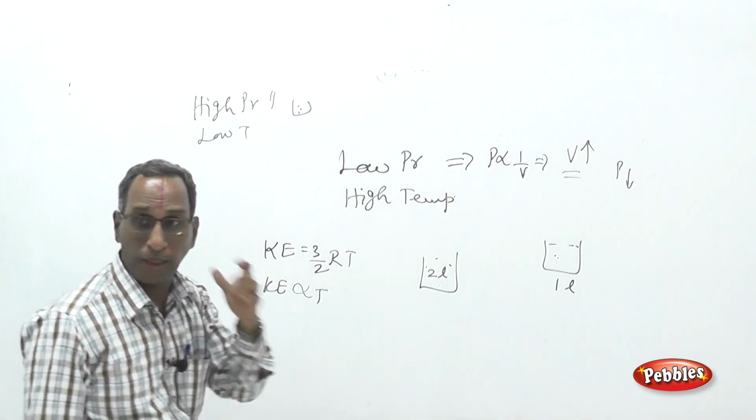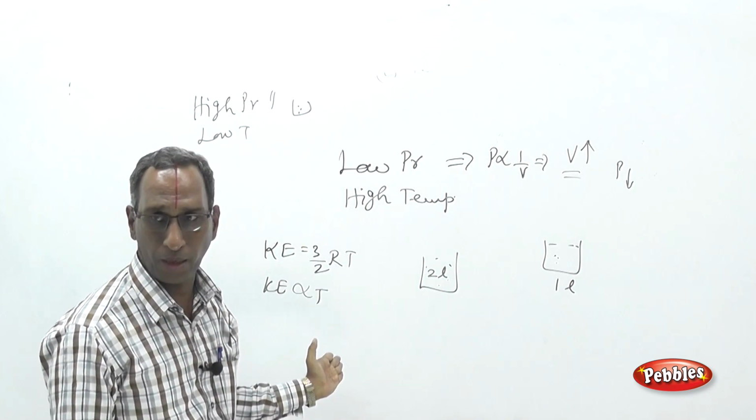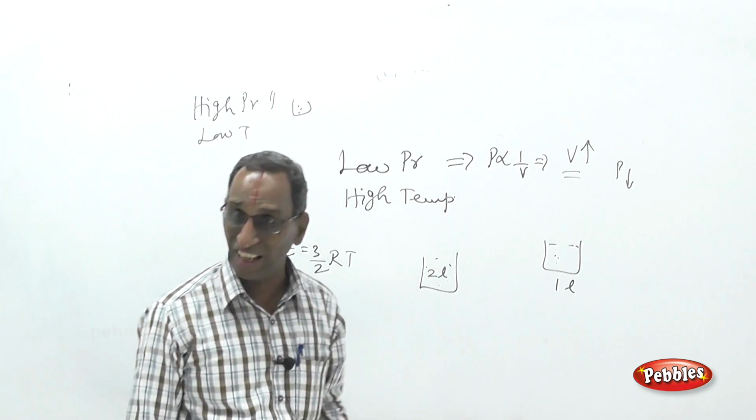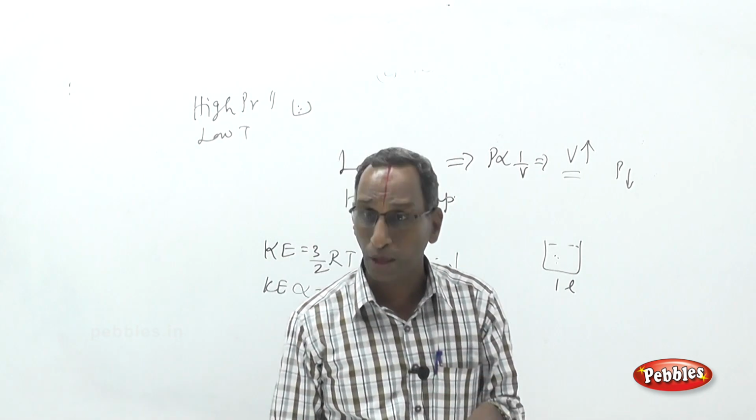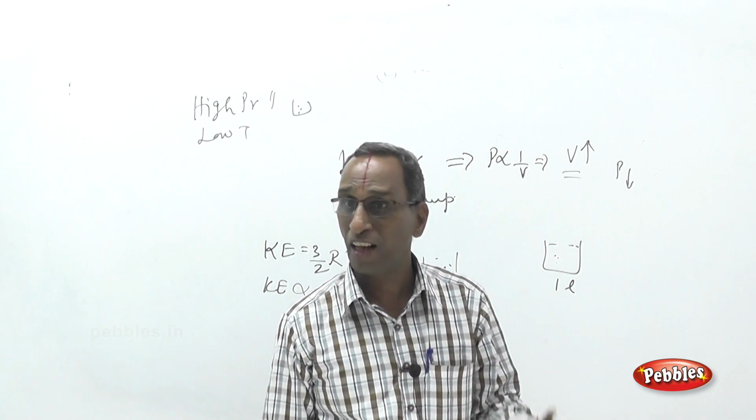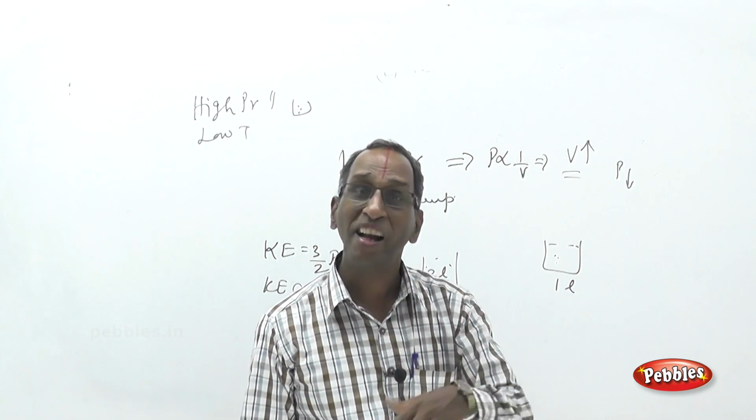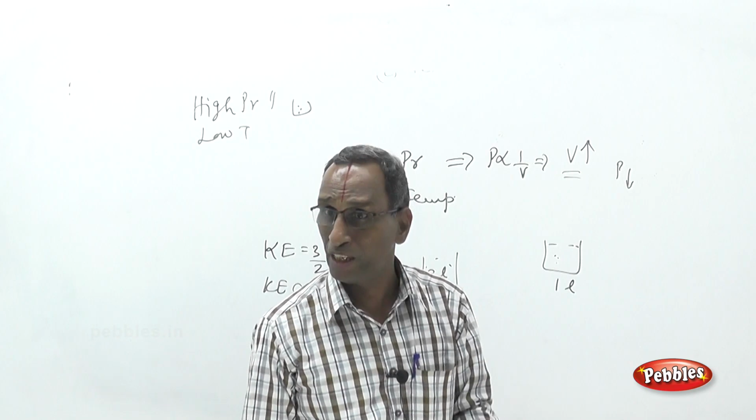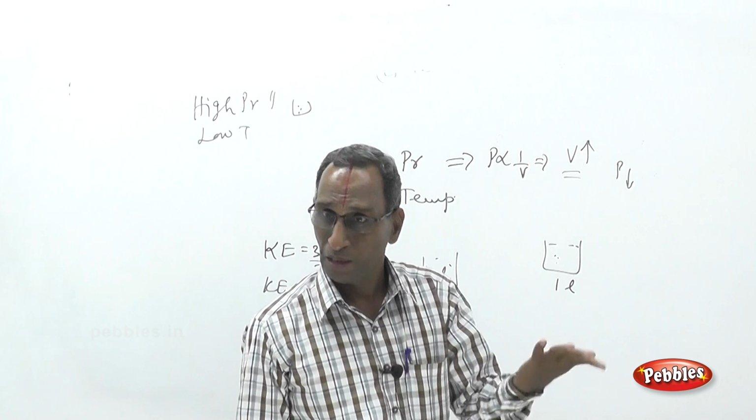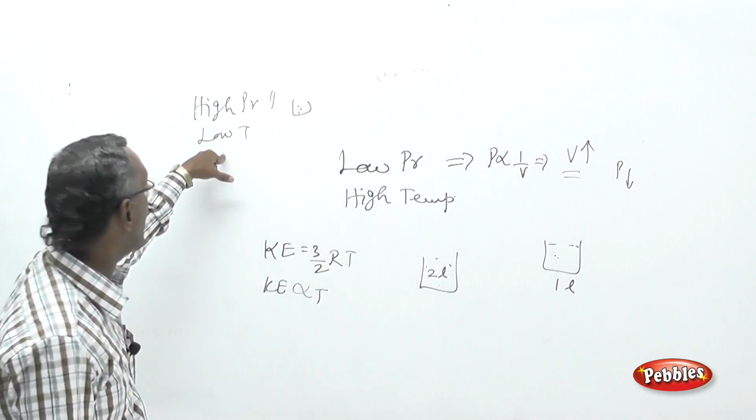Similarly, at low temperature the kinetic energy is decreased. Kinetic energy equals half mv squared. M will not decrease, only v squared will decrease. If v squared decreases, v also decreases. Velocity decreases means the molecule moves slowly. If the molecule moves slowly, it lacks liberty, and if it lacks liberty, ideality is not there.